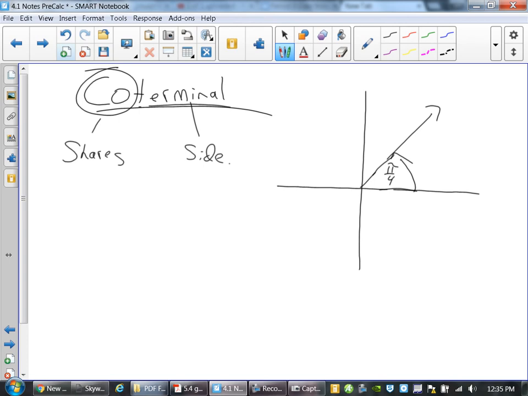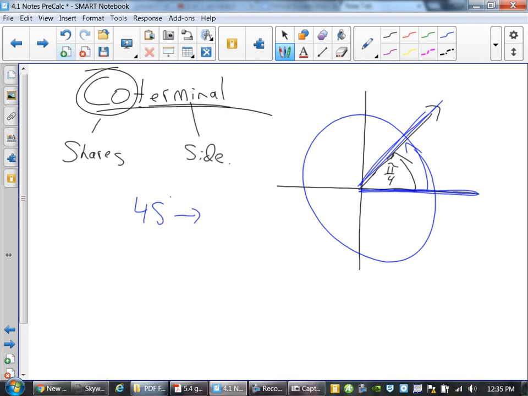Everybody okay with that? Now, a co-terminal angle with pi over 4 would still start at the same initial side, and I loop around, and I wind up here again. So it'd be 360 plus 45, which would be 405. So co-terminal angles, 45 degrees and 405 degrees, are two angles that share the same terminal side. In terms of radians, it was pi over 4.